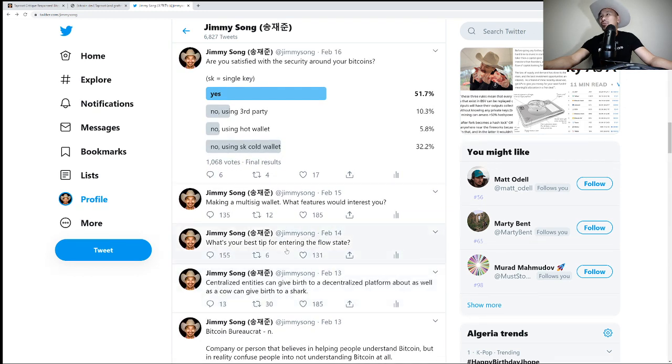What's your best tip for entering flow state? A lot of good responses if you're interested in life hacking. Making a multi-sig wallet, what features would interest you?